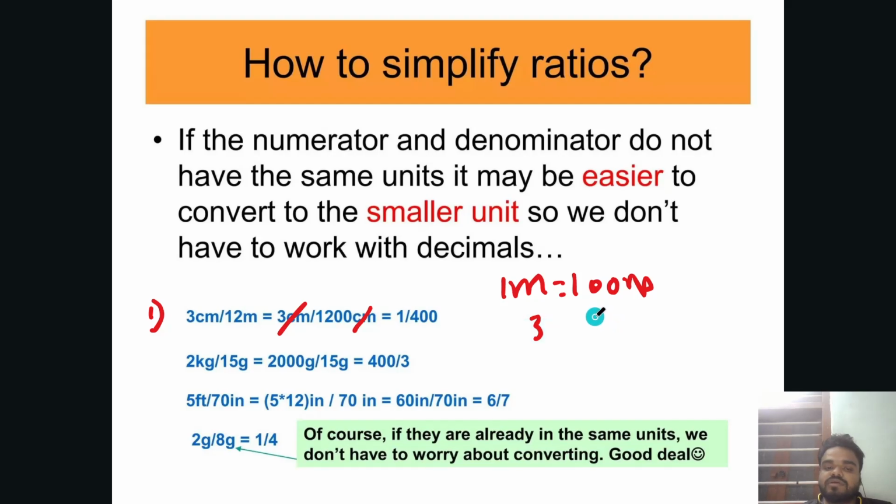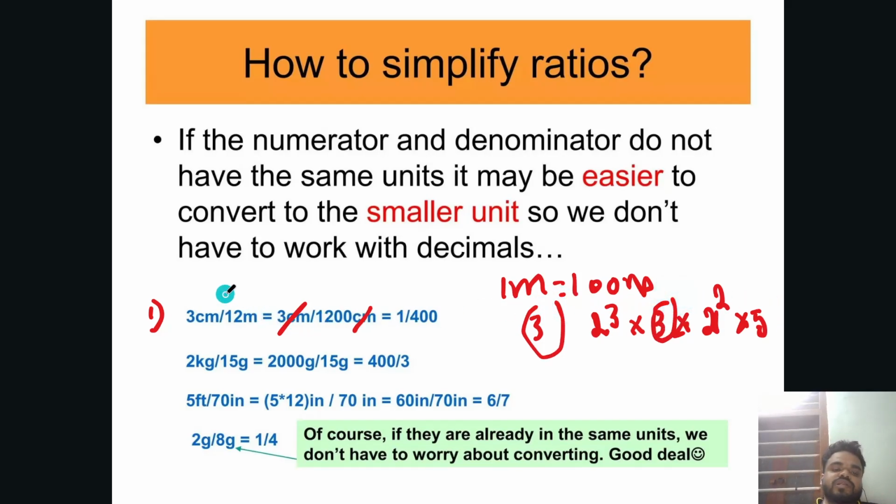Here I will write 2 square, which is the factors of 12. Then 100 is 2 square into 5 square. What is the common factor? It's 3 only. So divide 3 by numerator and denominator. So it will become 1 by 400 or 1 to 400 or 1 is to 400.